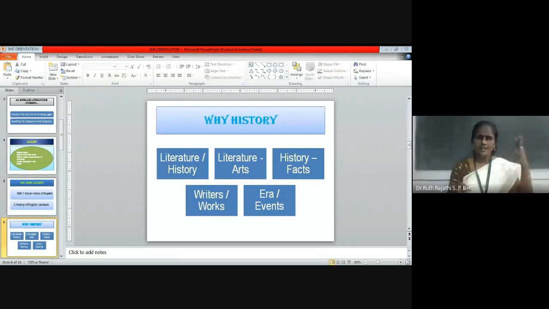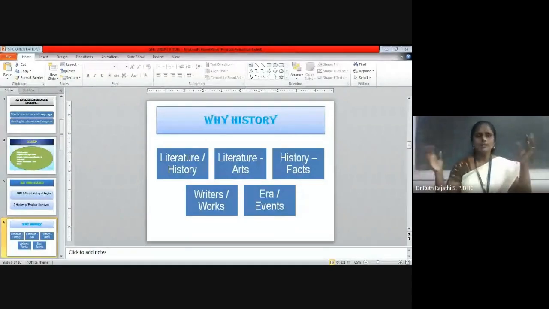So one side literature, the other side history, and this side you have arts. What will you be getting in literature? In literature, you have all the finest writings like poetry, prose, drama, short stories, novels. And when you come to history, history talks about mere facts, raw facts. History gives the past facts, whatever has happened, it will be told in history. So on the literature side, we read about works and writers, whereas in history, we talk about eras and events. What is an era? It's nothing but a particular period.